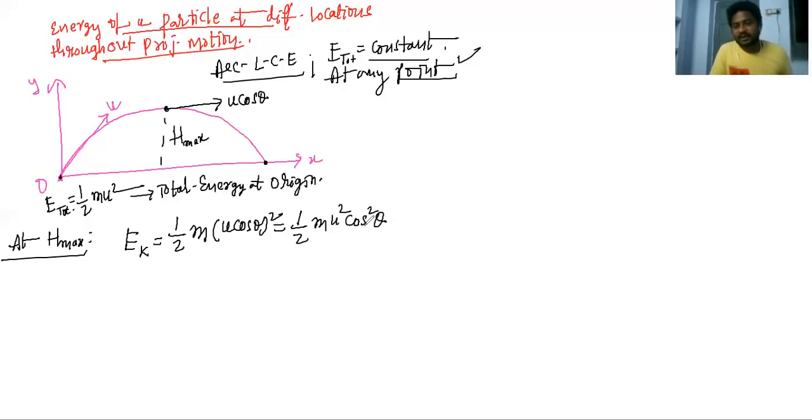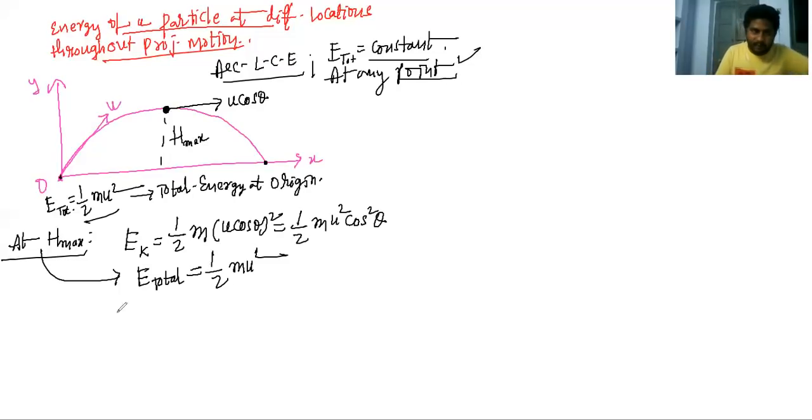That is the interesting part. So at the same maximum height, what is the total energy? Now tell me, this interesting part. As the total energy is constant, is it equal to half mu square? Yes, it is half mu square only.